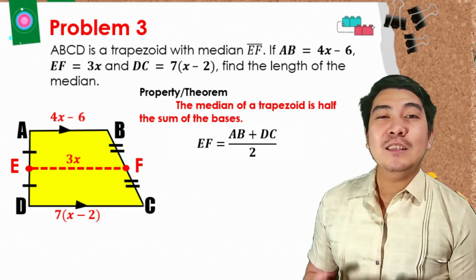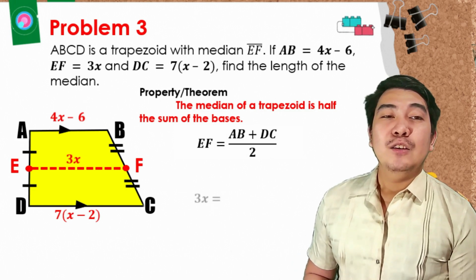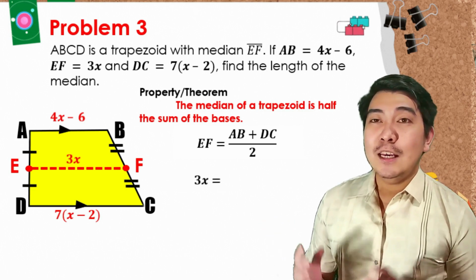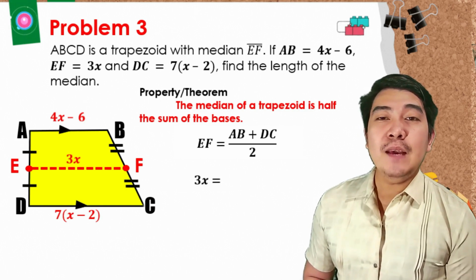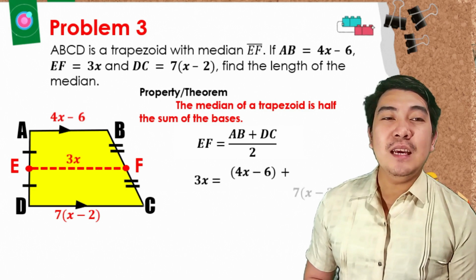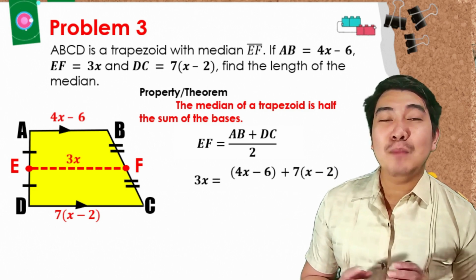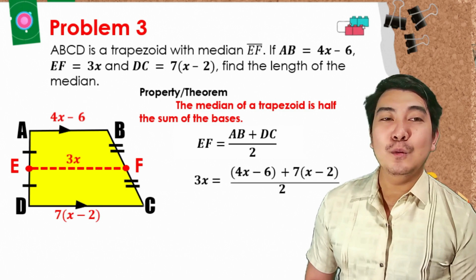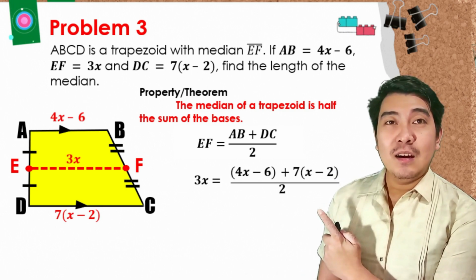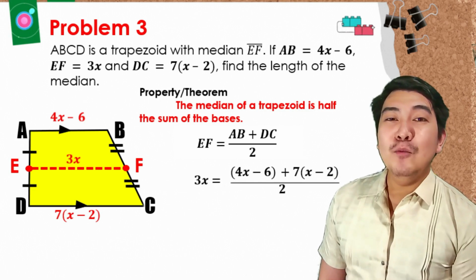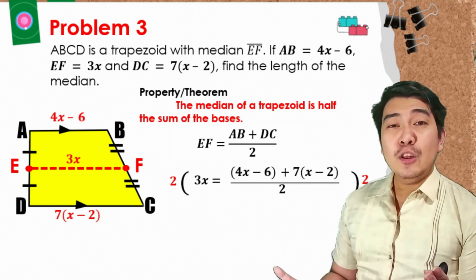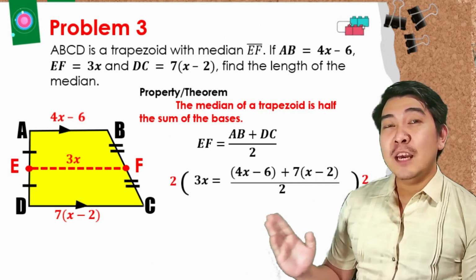Now, let us substitute the given. We now have EF, the length of EF based on our figure is 3x, is equal to the length of AB, which is 4x minus 6, plus the measure of DC, which is 7 times x minus 2, all over 2. The next thing that we should do is to eliminate the denominator here. How are we going to do that? Let us multiply both sides by 2.